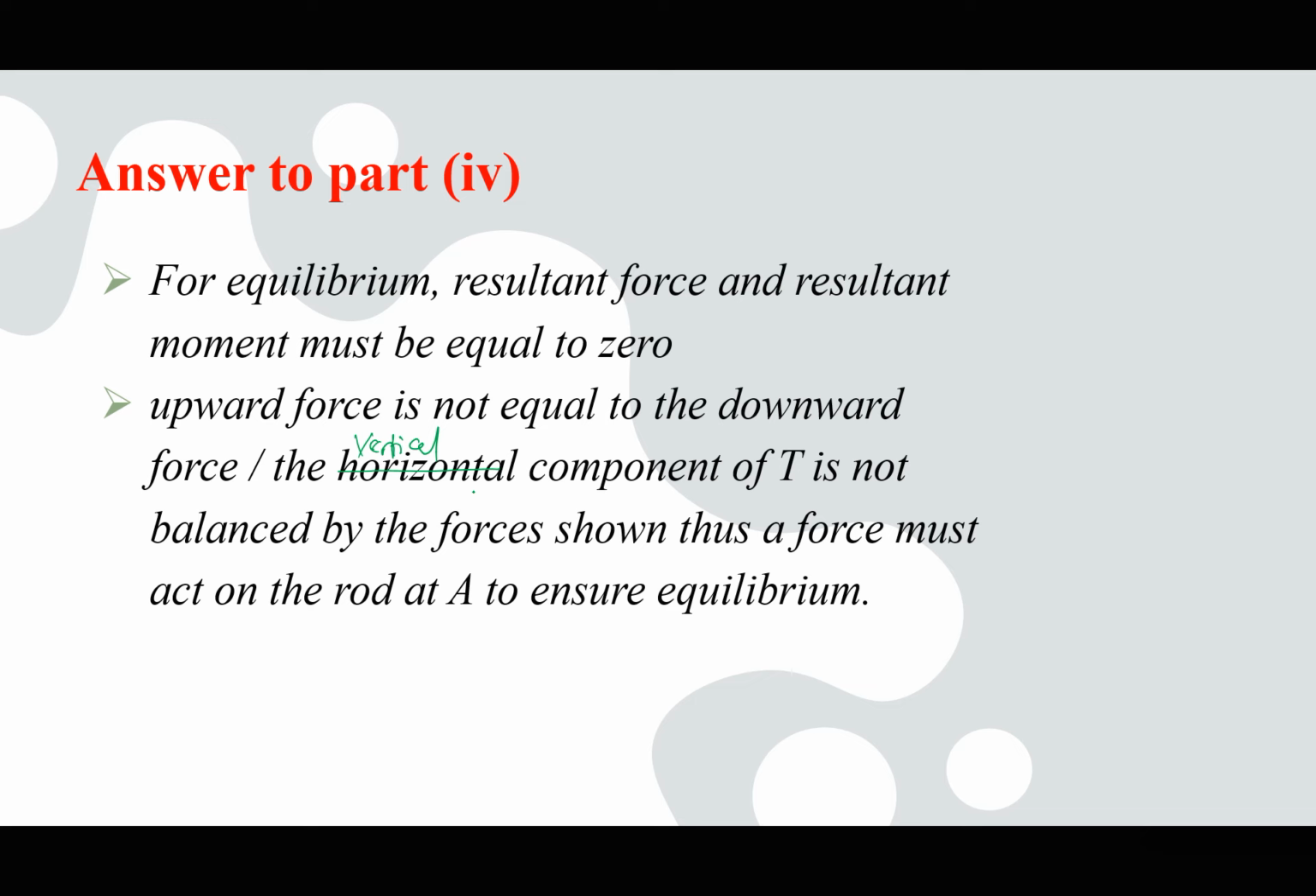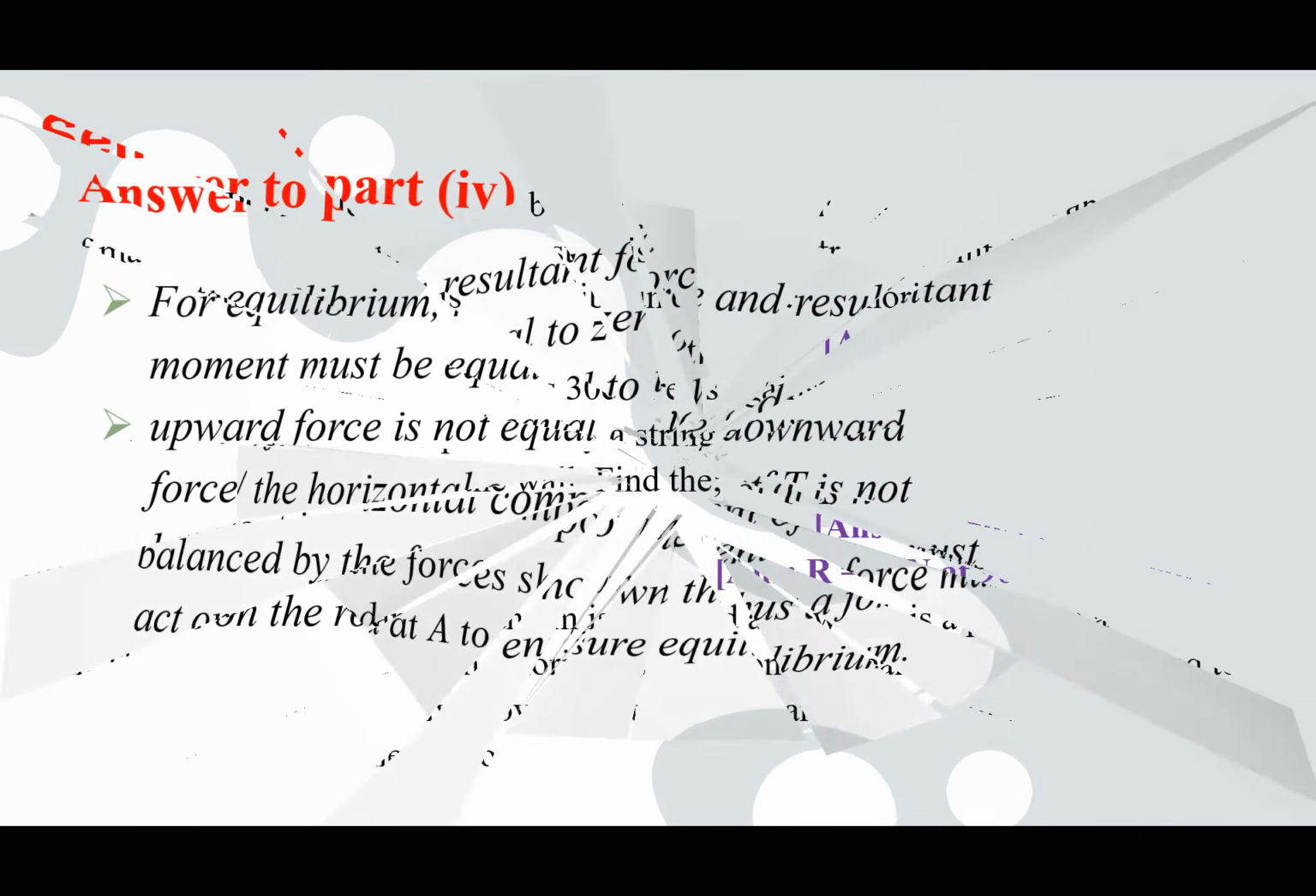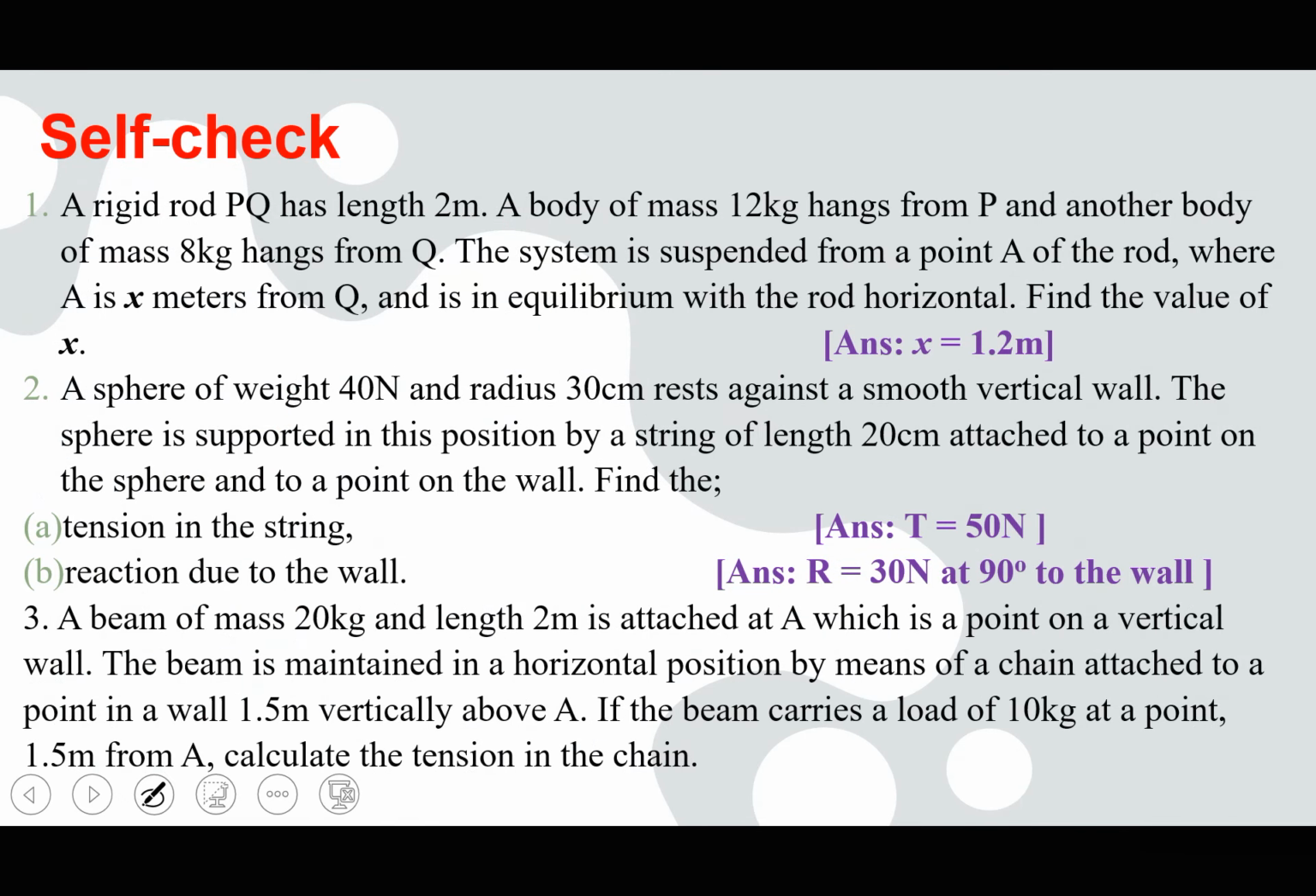Okay, so of course, there is also a horizontal force, but I want to concentrate on the vertical force. Self-check. A rigid rod PQ has length 2 meters. A body of mass 12 kilograms hangs from P and another body of mass 8 kilograms hangs from Q.